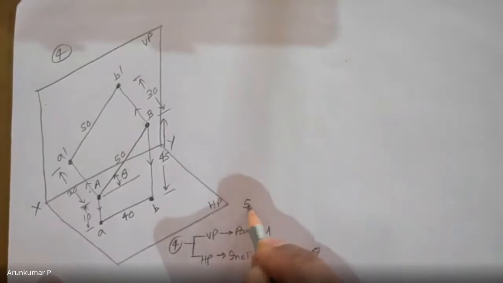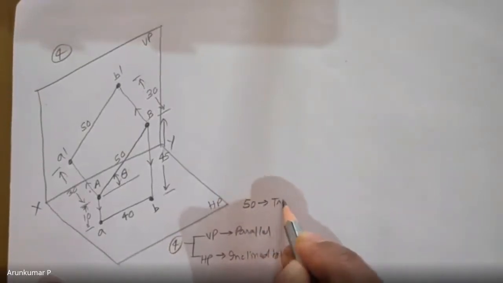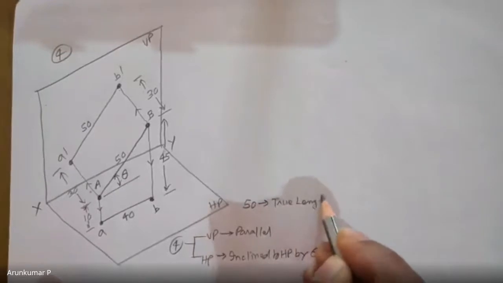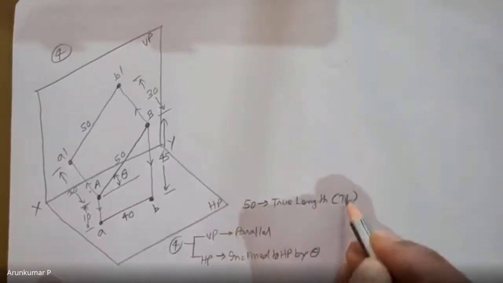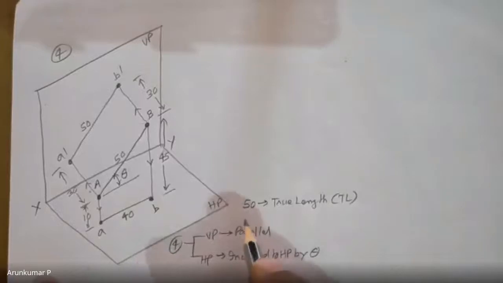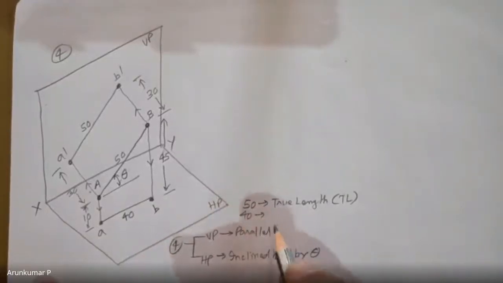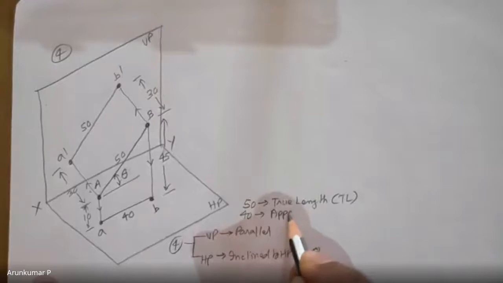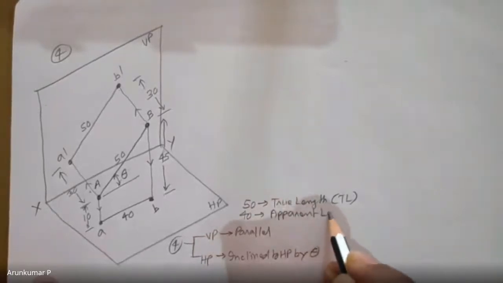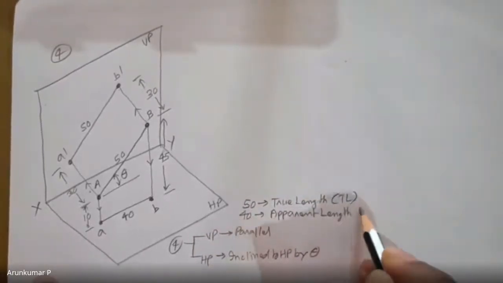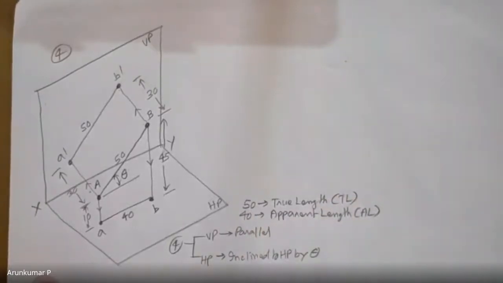So now we can introduce ourselves to this case. 50 mm is the true length. In short, we'll call it TL. Whereas this 40 mm, which we are getting in the top view, is an apparent length. Apparent length, we call it AL. Apparent length means it is not true. And we are getting this apparent length because of this inclination to HP.